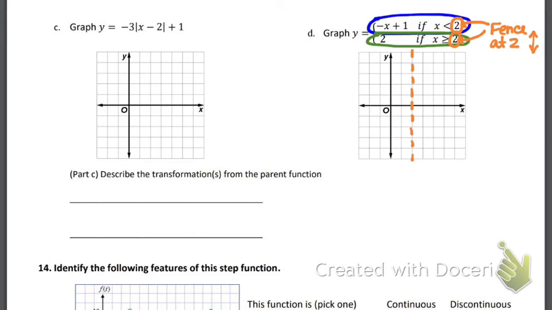The one that I circled in blue, does that live on the left side or the right side? Left side. It has a less than. So this one lives on the left. So negative x plus 1 lives over here. Down on the bottom, I see a greater than or equal to, so this is on the right. And it says it's just the constant 2.